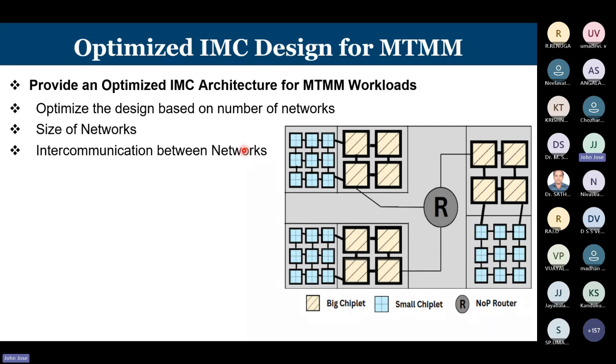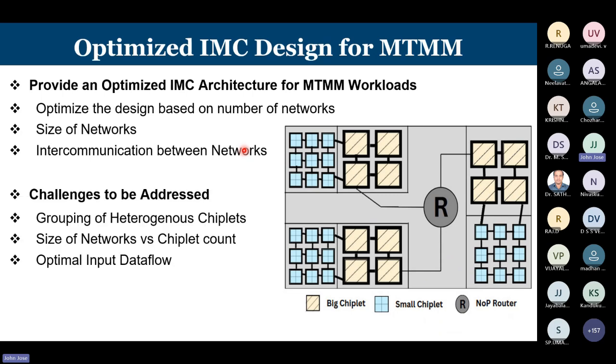Provide an optimized in-memory computing architecture for multitask and multi-modal workloads. We optimize the design based on the number of networks, the size of networks, and the intercommunication between the networks. What are the challenges to be addressed? How do you group? That's one question. What should be the size of network versus the chiplet count? What is the optimal input data flow? And how do you move data from one to another?